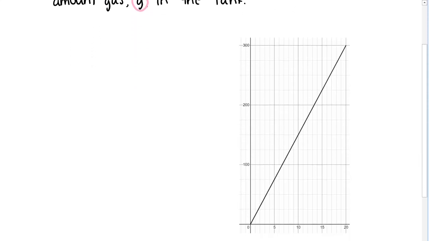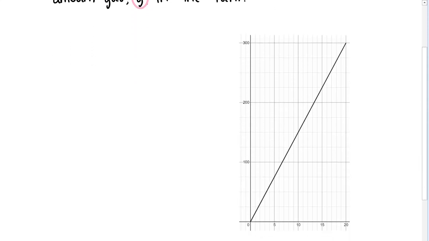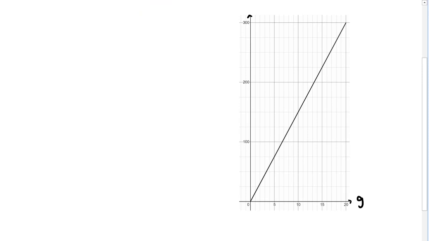So here's the graph. Usually when we're given a graph, the horizontal axis and the vertical axis are labeled with what variable they're representing or telling us quantities for. And so here I'll do that now. I'll say that G corresponds to our horizontal axis, the amount of gas in the tank, and D, the distance that the vehicle travels, that's going to correspond to our vertical axis.